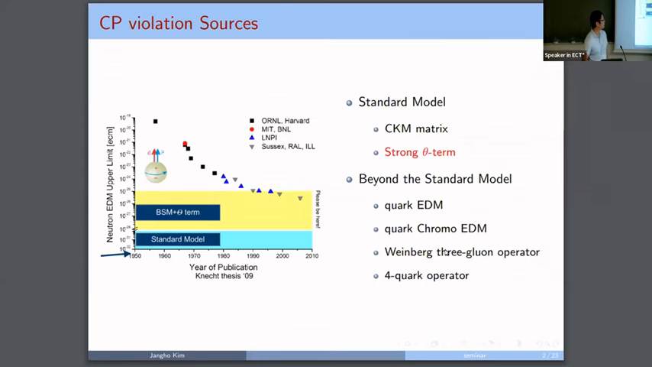Okay, so many people have already introduced the background. I didn't prepare much of an introduction, so here we just compute the theta contribution to the neutron nEDM.